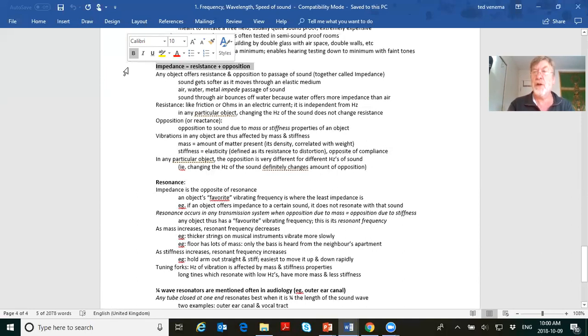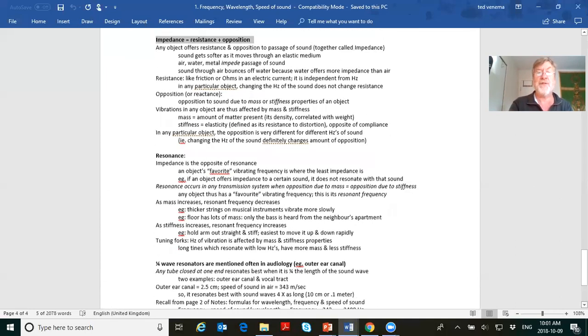Stiffness opposes lows. So if mass opposes highs, what does it like? Mass likes lows. So mass opposes highs, it resonates with lows. Stiffness opposes lows, it resonates with highs. Remember, opposition or impedance is an upside down smile, and resonance is a smile. So impedance equals resistance plus opposition. And remember, opposition has two children, opposition due to mass and opposition due to stiffness. Good. Resonance being the opposite, look at how far we've come.